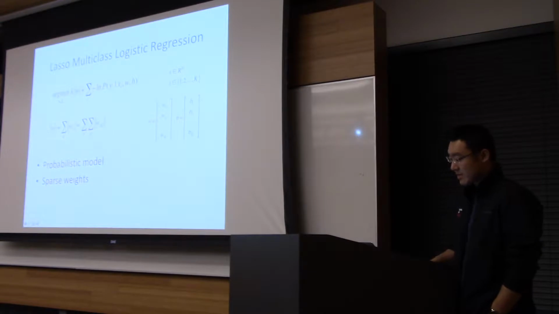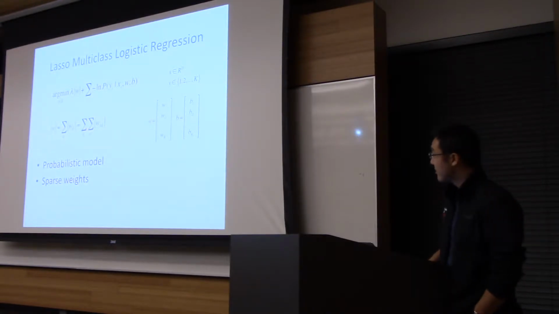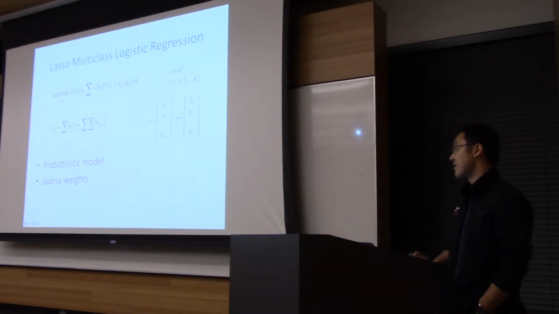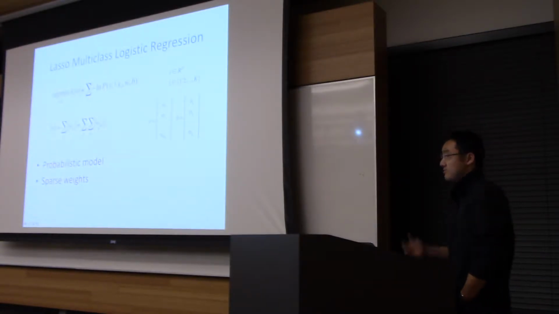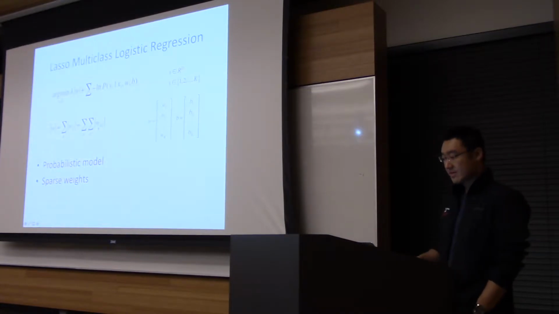Recall that W is actually a collection of weight vectors, right? K in particular. So this, I'm just abusing notation a little bit, but this L1 penalty basically corresponds to the sum of the absolute values of every entry of every weight vector for every class. That's the basic idea.